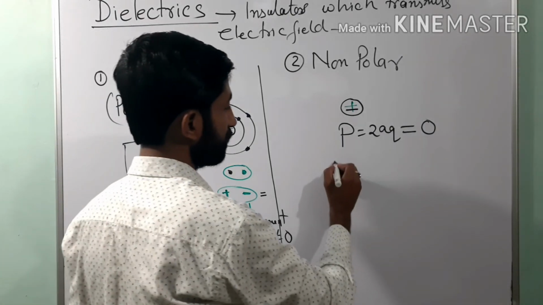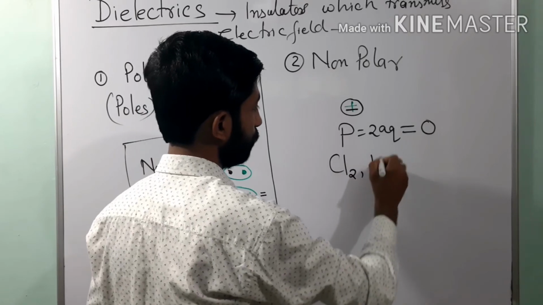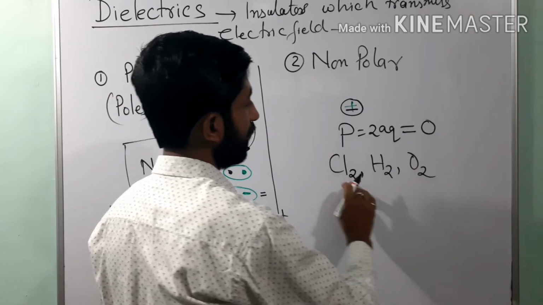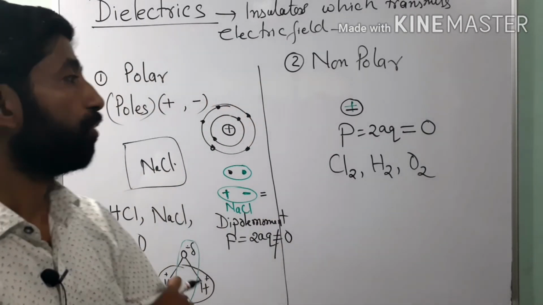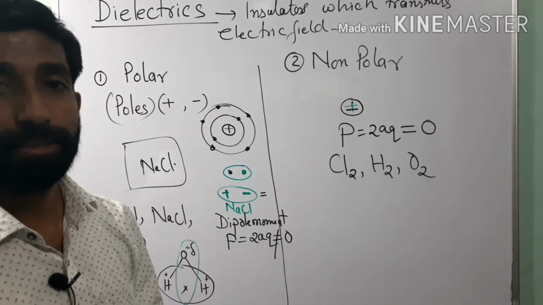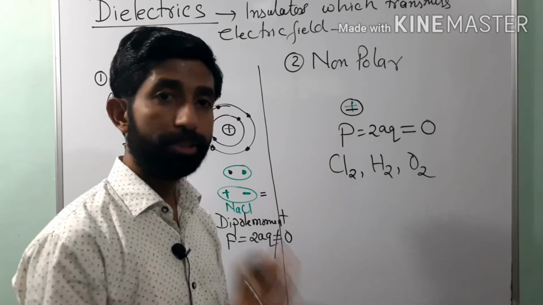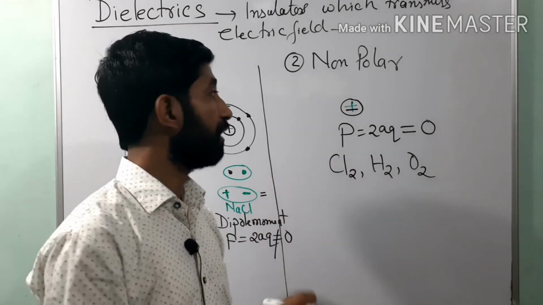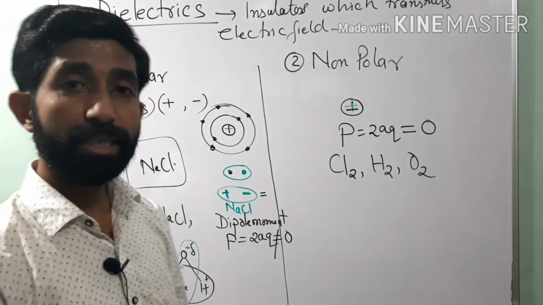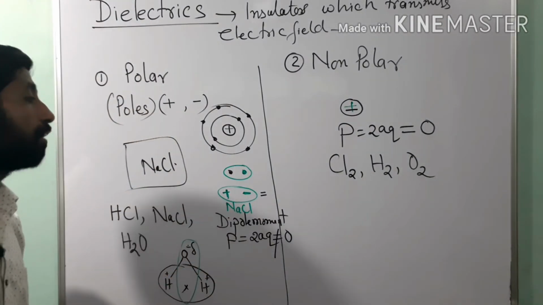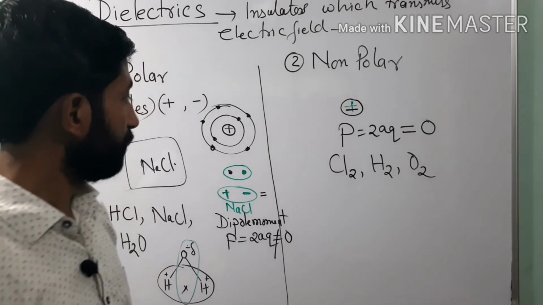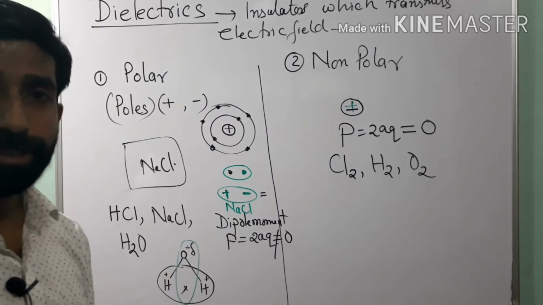All the homogeneous molecules like Cl2, H2, O2 are what? Non-polar molecules, because their center of negative charge and center of positive charge, that is, the center of mass of the positive charges and that of the negative charges, are at the same position. So they do not contain any sort of permanent dipole moment. Hopefully this is clear to you, because there is nothing special in this topic.